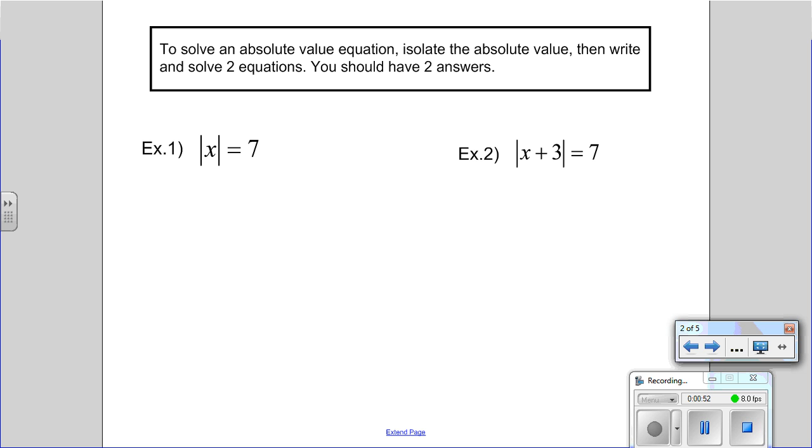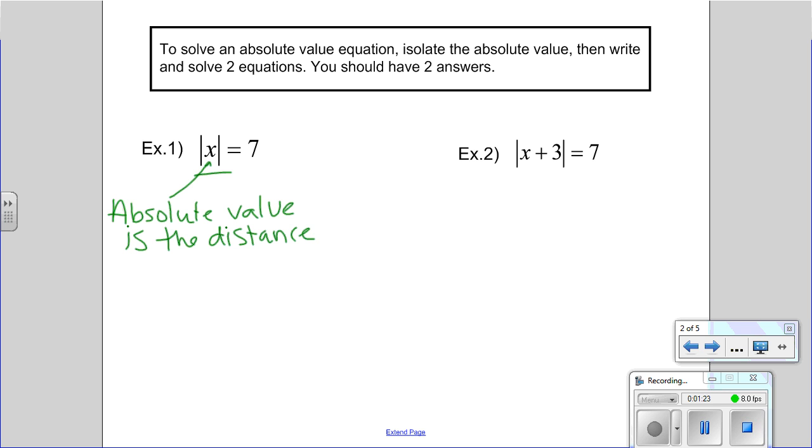So when we look at this, we have the absolute value of x equals 7. Whenever we solve an equation, we're trying to find what value of x would make this statement true. So what numbers can I plug in for x that would give me an answer of 7? What numbers have an absolute value of 7? If we think of that definition, absolute value is the distance from 0. And we've been looking at number lines quite a bit already this week.